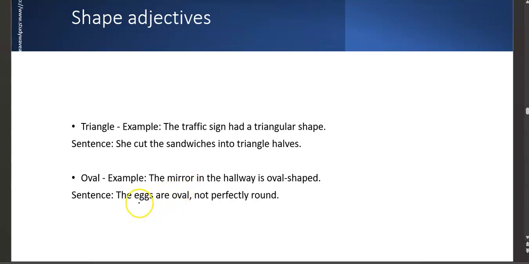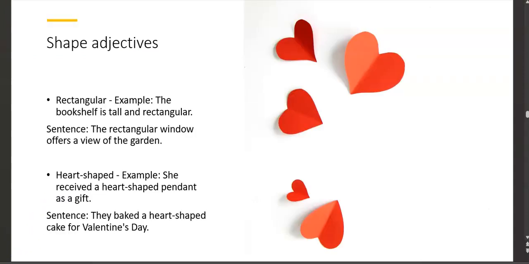Another shape, oval. The mirror in the hallway is oval shaped. The eggs are oval, not perfectly round. Now, these two shapes also, when someone is using them in a sentence, you're able to get a clear, vivid picture of what is being said or the item that is being talked about. Okay, let's move on and look at more shapes here.